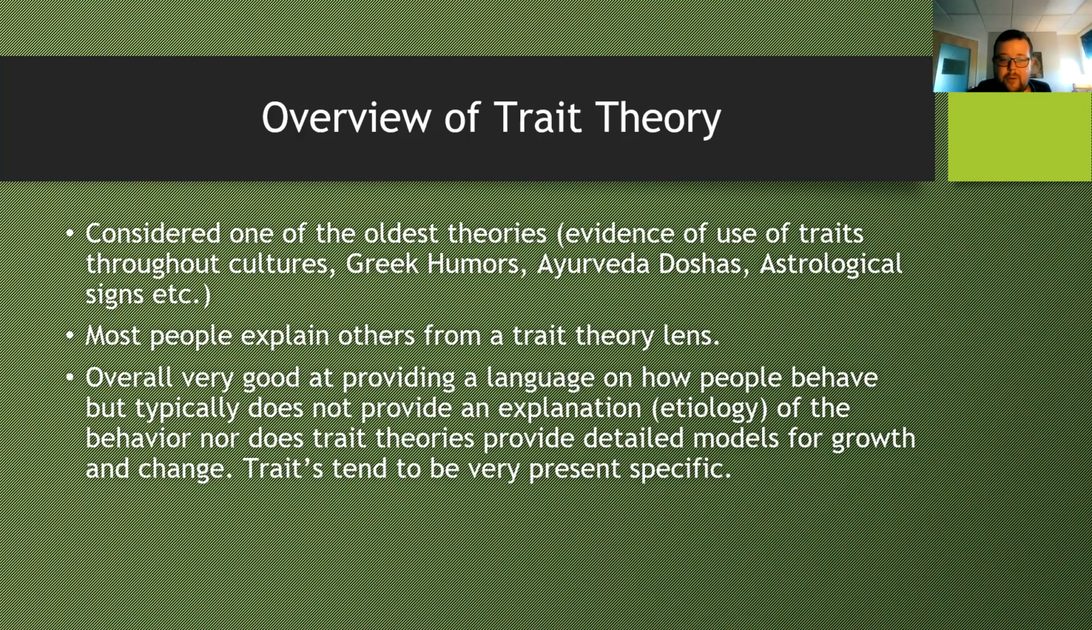So overall, trait theories are very good at providing language on how people behave, but they do not provide an explanation, or etiology, especially Western trait theory. If we go back to other cultures, yes, trait theories will have an etiology, whether it be because you were born at a certain time, the way the planets aligned, that is why you act this way. So there's a cause to it.